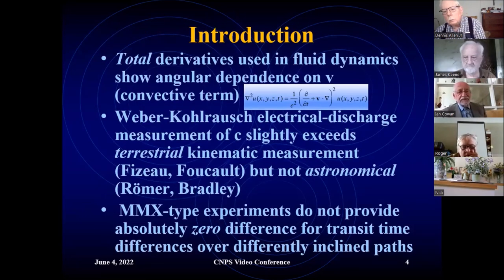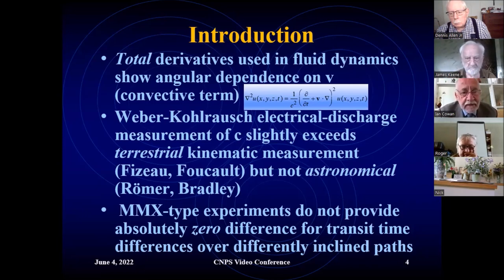Now, what I'm doing is I'm just putting one fancy mathematical equation up here, which is really just the generalized wave equation, if you're familiar with this. But I have the ∂/∂t plus v·∇, which is a generalization, including the convective term, where as you can see from the second term there, you have the x component, the y component, the z component, and the cosine of the angle of obliquity would come into that.